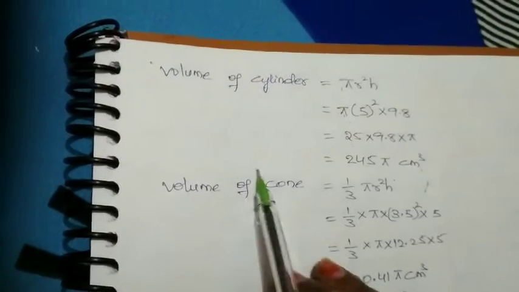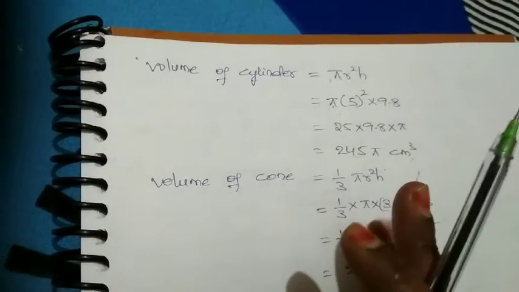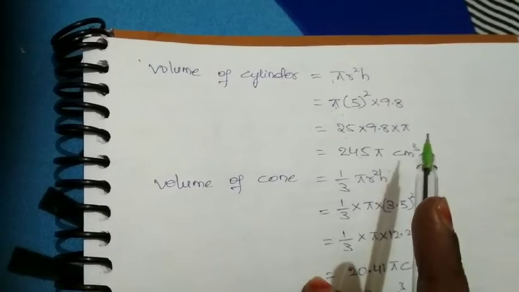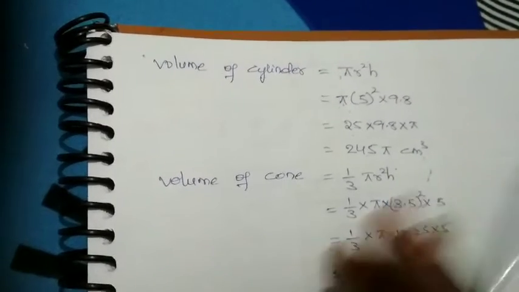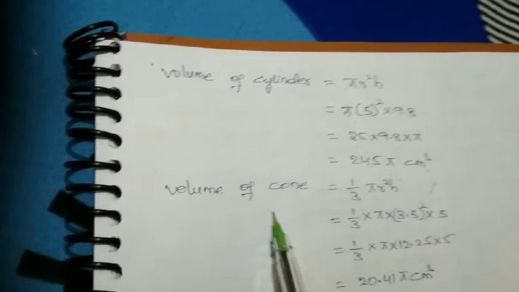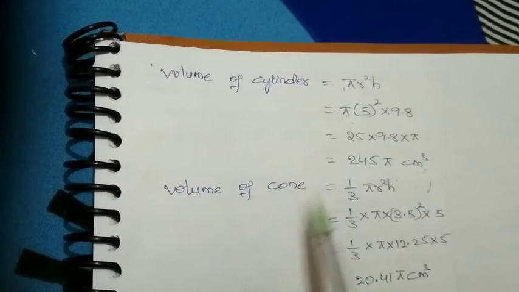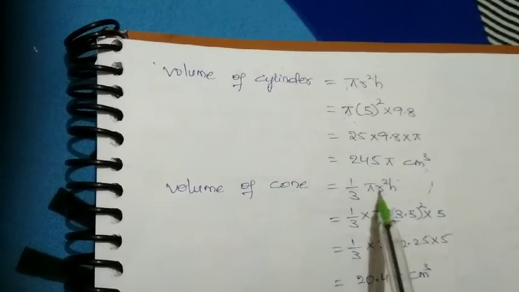Now let us solve the volume of the cone. We have three shapes: one is the volume of the cylinder, one is the cone, one is the hemisphere. We finished the cylinder volume. Now let us go through the volume of the cone, which is 1 by 3 pi r square h.